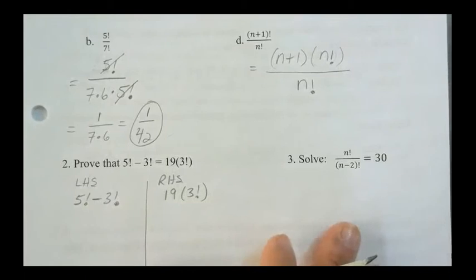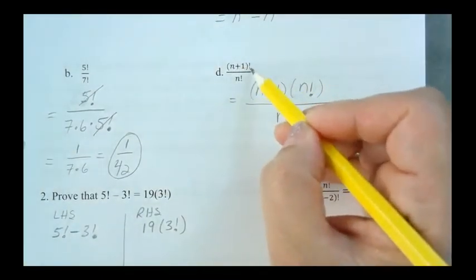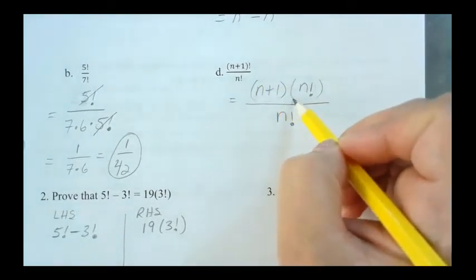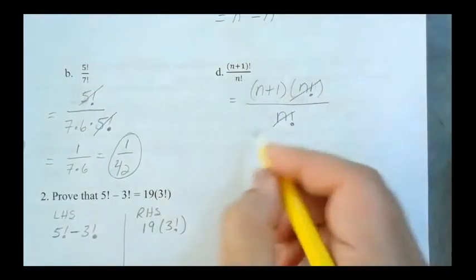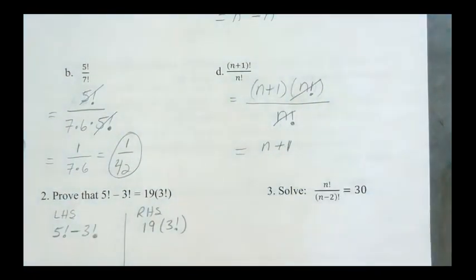And for D, if we look at D here, we can expand this n plus 1 factorial so that it's n plus 1 times the previous number, which is n factorial. And then we've got an n factorial here, so those two cancel, and we end up with, excuse me, n plus 1.